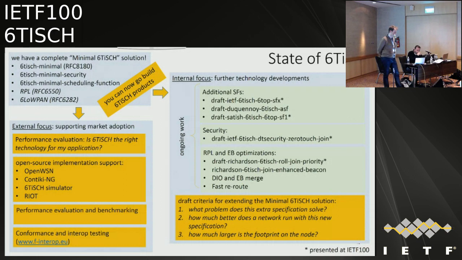A second focus point is security, with the zero-touch join security. So taking the one-touch solution of minimal security and turning that into a zero-touch solution. Michael will present this. And then a number of optimizations regarding RPL, regarding EBs, join priority, elements that you put in the DIOs, elements that you put in the EB to make join faster, more flexible, things like this. This is ongoing work right now in the working group.